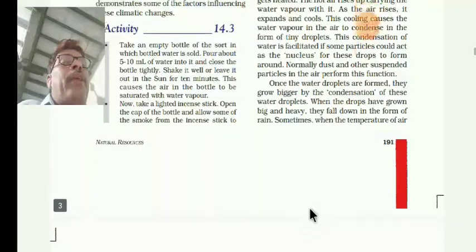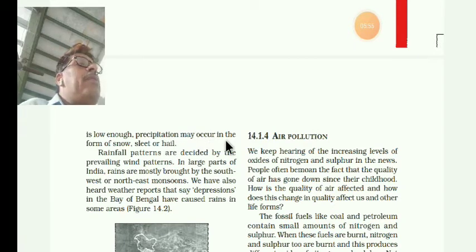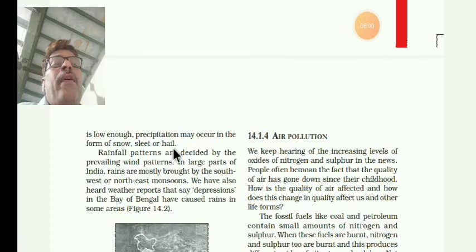Sometimes, when the temperature of the air is low enough, precipitation may occur. Precipitation means forms of water particles like rain, snow, sleet, and hail. Sleet means frozen raindrops. Hail means balls of ice. So these are all the precipitation we are getting, in the various forms of water particles.